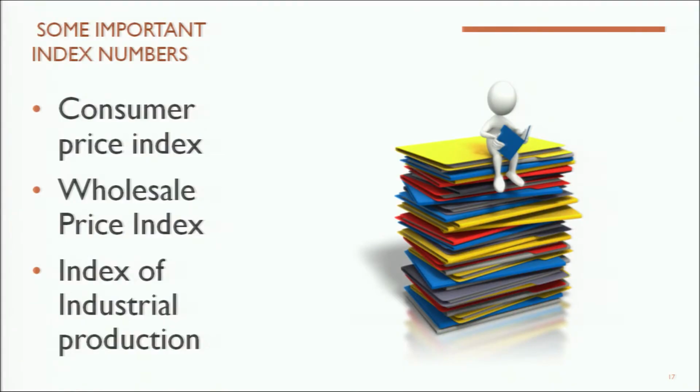the topic index numbers. So in the first part we have already understood the meaning of index numbers. We have also understood the usage and the limitations while constructing the index numbers. We also discussed how we can calculate the index numbers using the weighted methods and the unweighted methods. And now we will continue with some important index numbers which you can see on the screen: consumer price index, wholesale price index, and then index of industrial production.